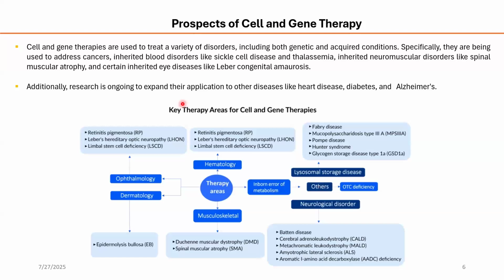So here are the key areas where cell and gene therapy is used. It's used in ophthalmology, in the case of eye diseases, dermatology in the case of skin diseases, hematology, blood-related diseases, musculoskeletal and neurological disorders, and also in the case of inborn errors of metabolism, some metabolic diseases like OTC deficiency, where there is a deficiency of the enzyme ornithine transcarbamylase, which is a metabolic disorder.